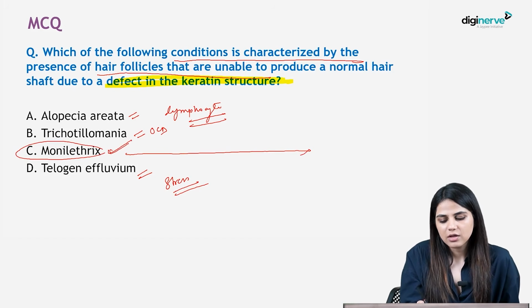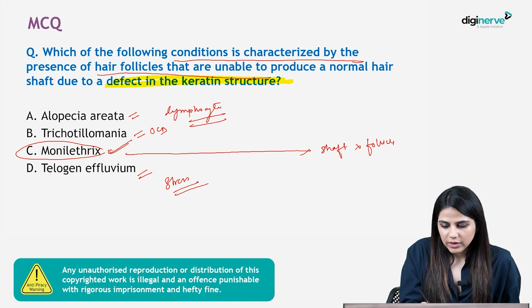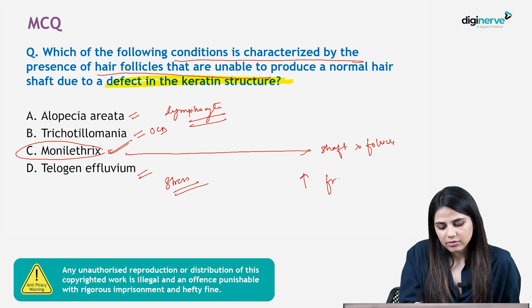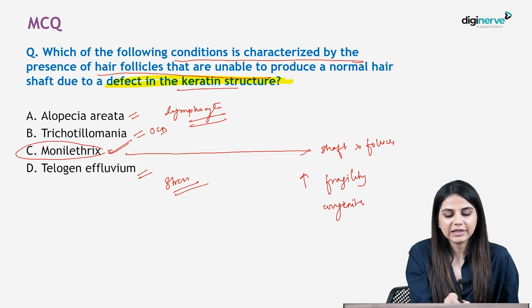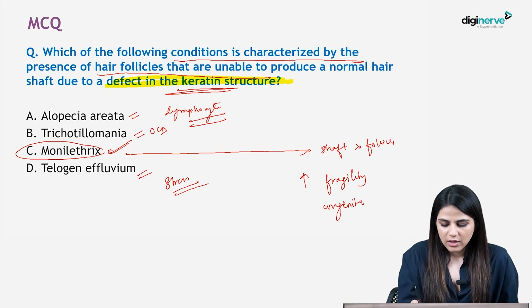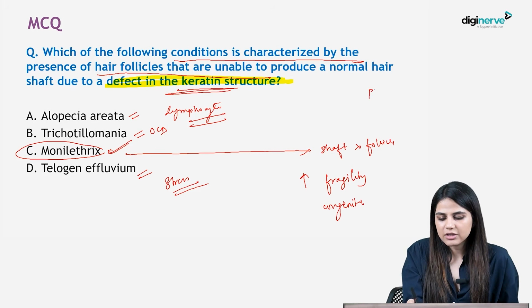What is it? It is a disorder of the shaft, not follicle, due to increased fragility. It is a congenital disorder. Increased fragility due to defect in keratin formation here. Hence, that is called monilethrix. Other congenital disorders of hair shaft are pili torti and trichorrhexis nodosa.